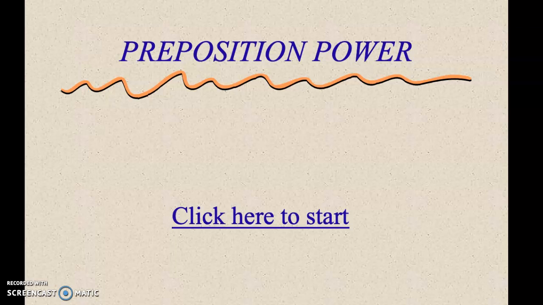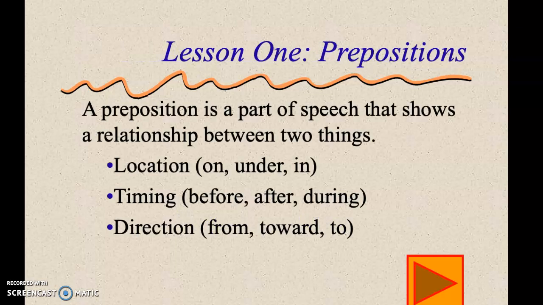Okay, so I'm going to keep it short and we're just going to dive into prepositions, where they're located in sentences, and how the part of speech is used properly. Okay, here is our definition that we had on our parts of speech test. A preposition is a part of speech that shows a relationship between two things.